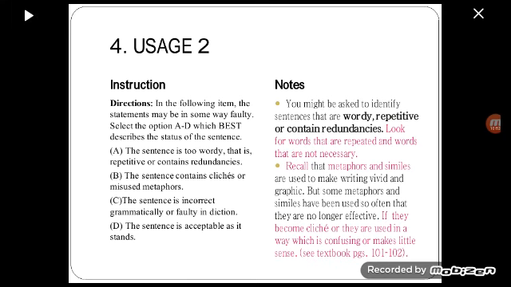Let's change to our fourth item, usage 2. One of the things we need to understand about usage 2 is that the answers are given based on the instructions presented. The instructions clearly say you shade A if the sentence is too wordy, that is, repetitive or contains redundancies, or you shade B if the sentence contains cliches or misused metaphors, or C if the sentence is incorrect grammatically or faulty in diction, and D if the sentence is acceptable as it stands. Take a look at the notes.